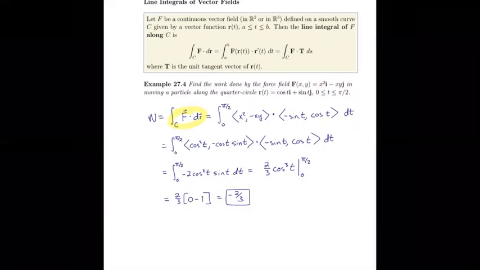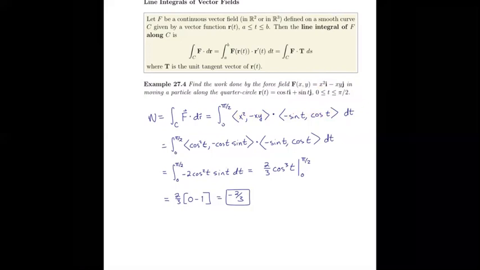Remember, force times the distance is equal to work. So in this integral, we've got the force field dotted with r prime of t dt. So this is r prime of t dt, the derivative of the x component with respect to t, the derivative of the y component with respect to t, dt. And this is actually a little bit easier than any of the other ones we did.